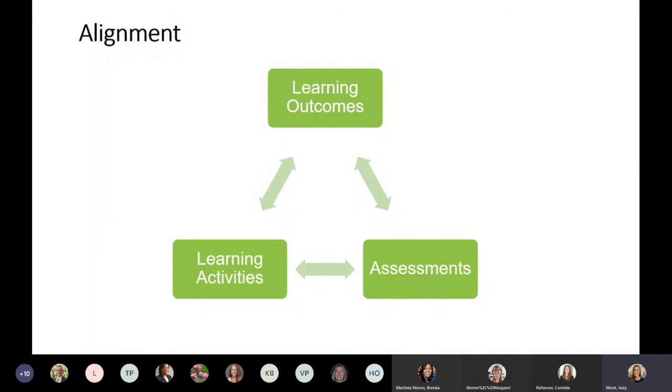So every module should be aligned. I should look at your module level outcomes and then jump over to assessment and find how you're measuring those, and then be able to jump to your learning activities column and see how you're getting them there. And it goes all the different ways. I should be able to start at learning activities and find the learning outcome that matches or the assessment that matches. So this wheel is used in multiple different areas.